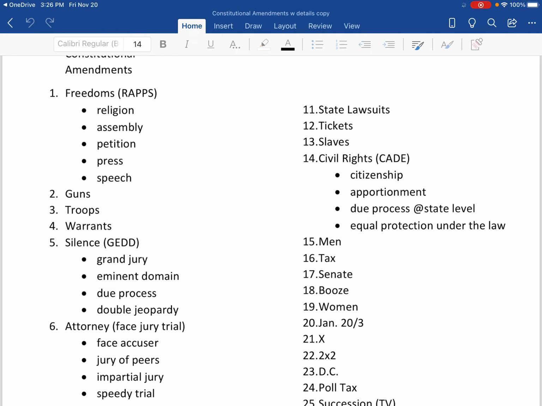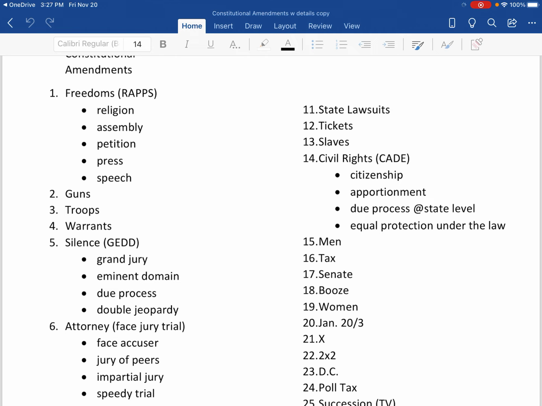Men is number 15. Basically, men says race cannot be used as a criteria for voting, and this is that all men can vote. Now, this came shortly after the Civil Rights Amendment. Excuse me. So the 13th, 14th, and 15th Amendments were all kind of grouped together. So now black men had the ability to vote.